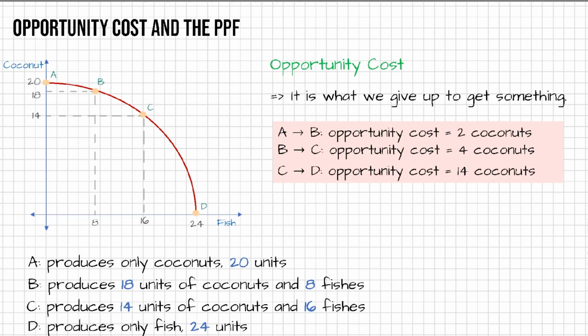Notice something here. As we move along the curve, the opportunity cost keeps getting bigger. 2 coconuts, then 4 coconuts, then 14 coconuts, all to get the same 8 extra units of fish each time. The opportunity cost is increasing along the curve. This is exactly why the production possibilities frontier has this shape, downward sloping and bowed outward, which is the most common shape for a production possibilities frontier.